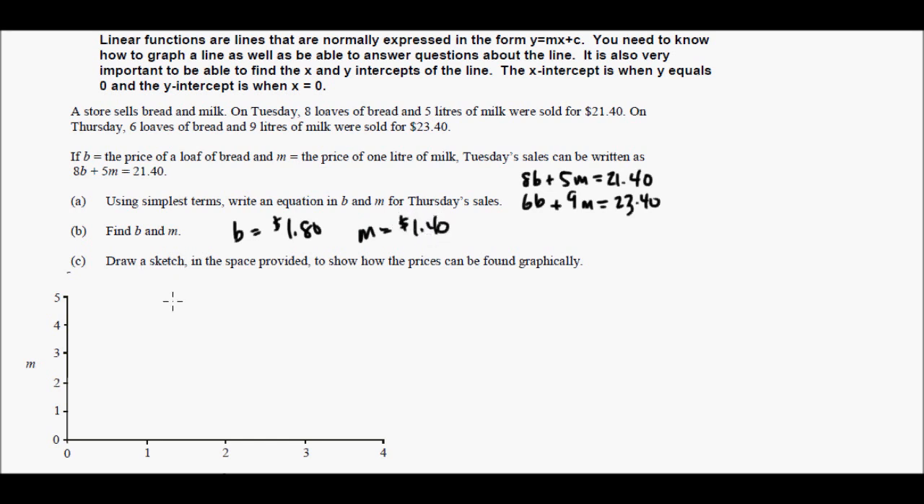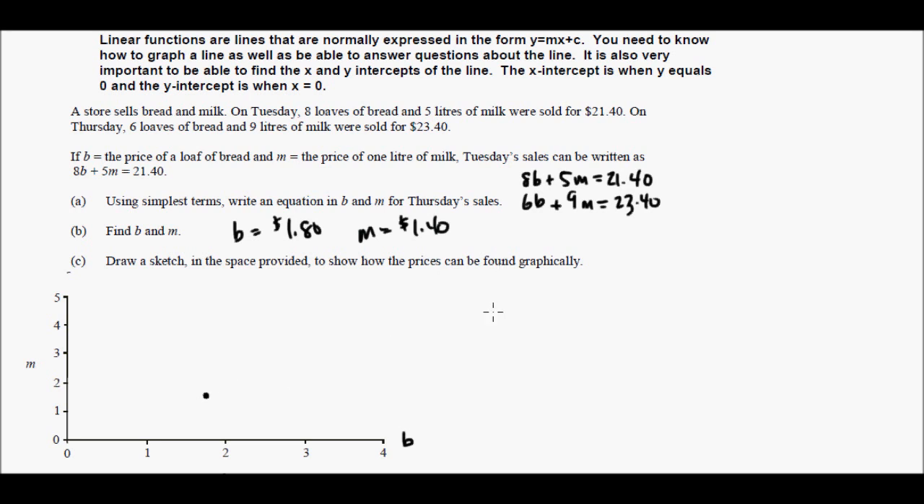Okay, now draw a sketch in the space provided to show how the prices can be found graphically. The best way to do this, in my opinion, is first to map where B, bread, is, at the intersection of these lines. A system of equations is two lines and where they intersect. So this is 180 and 140. Around right here is where these two lines will intersect.